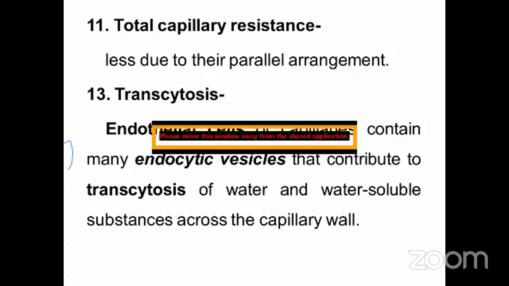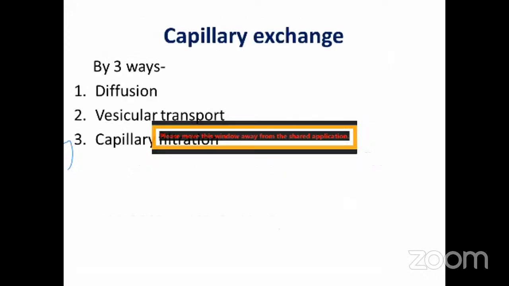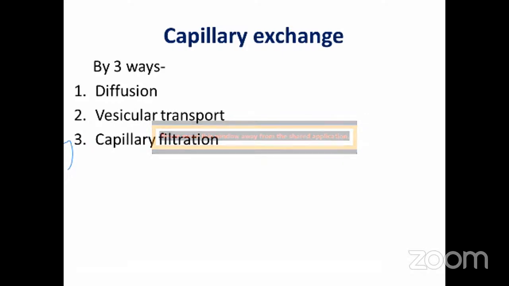Transcytosis, by endocytosis and exocytosis: water-soluble substances and water molecules are transported across the capillaries through this transcytosis. Then capillary exchange takes place in three ways. One is diffusion, second is vesicular transport, and third is capillary filtration.